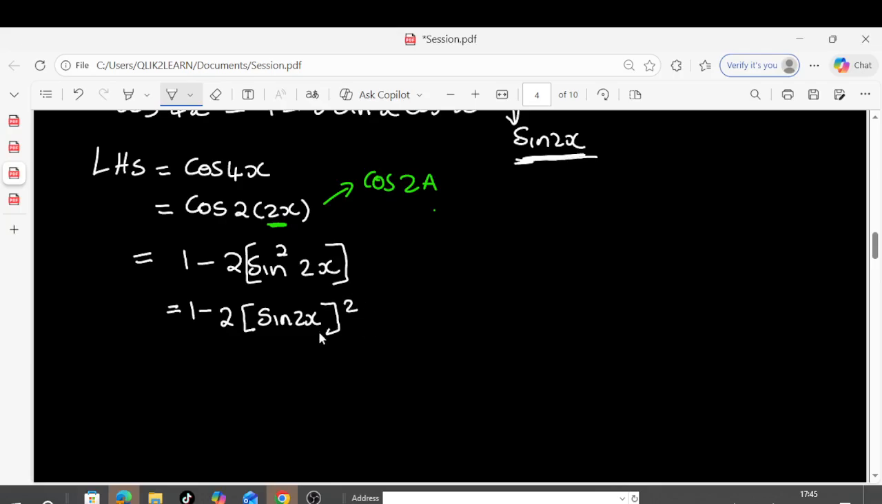What we are trying to do is create that sine 2x, and this is the best way to create the sine 2x. I think everyone understands what happened here, and this is squared. Remember, sine squared 2x and sine 2x all squared are the same thing. My aim in bringing the 2 outside is for us to get that sine 2x.